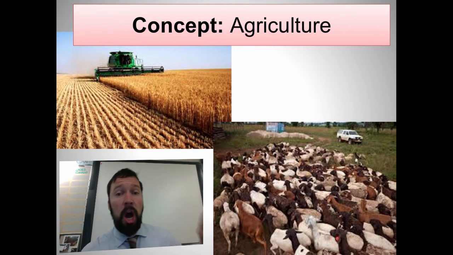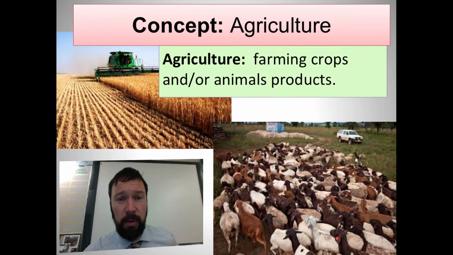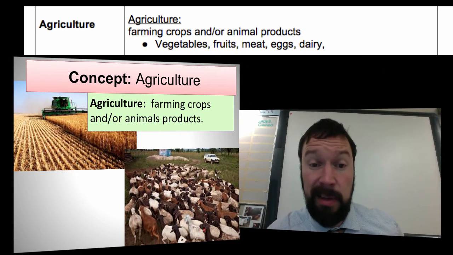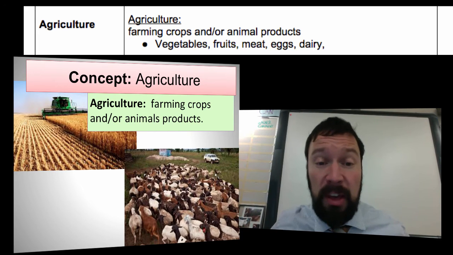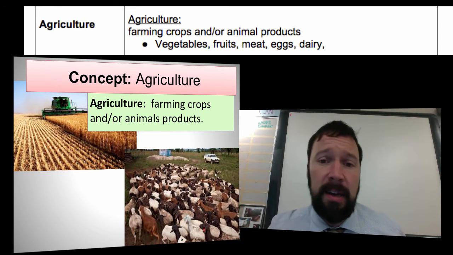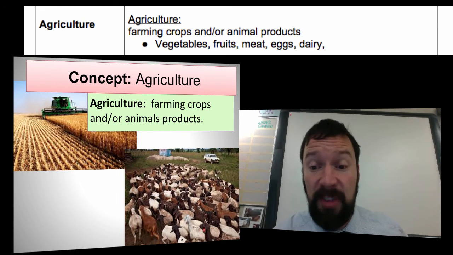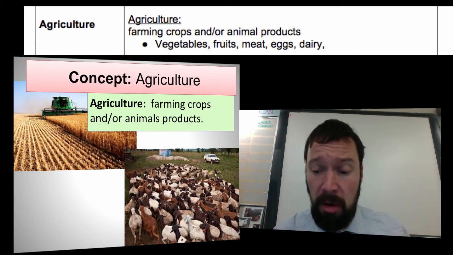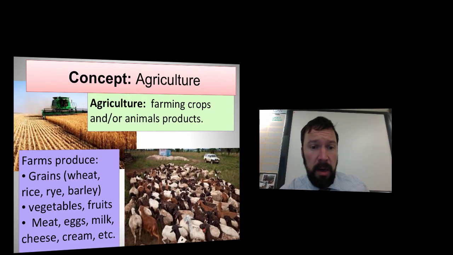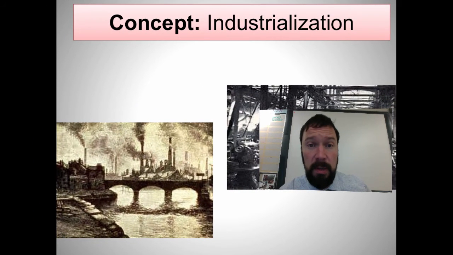Okay, let's move along. Our next concept is agriculture. As you might have guessed by the pictures, it has to do with farms. Farming crops and animal products. Crops is everything: grains, hugely corn, wheat, barley, rice, but also fruit and vegetables, as well as all the animal products, so meat, milk, eggs, chicken. All that stuff comes from farms for most of us. Pretty much everything we eat comes from farms.